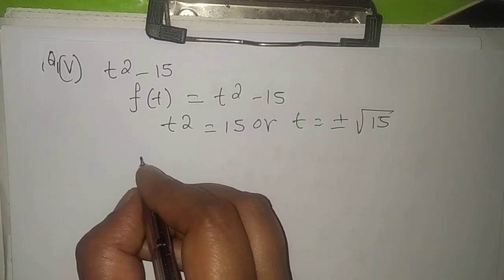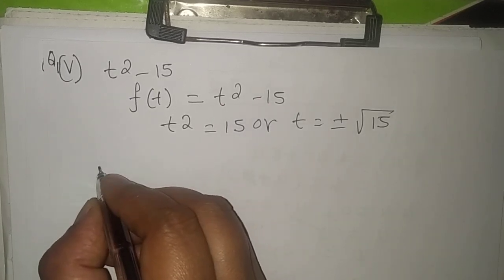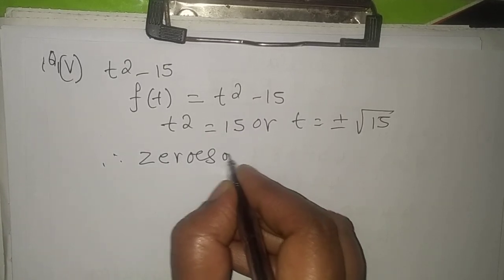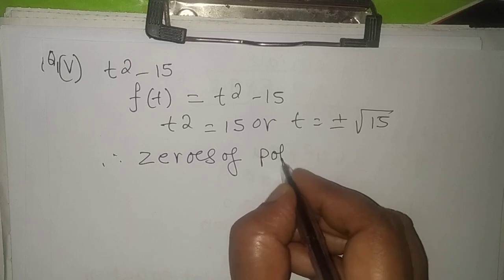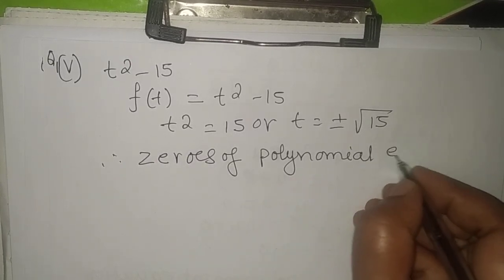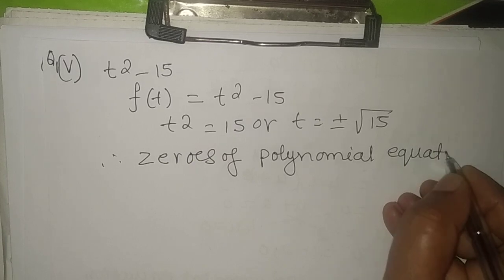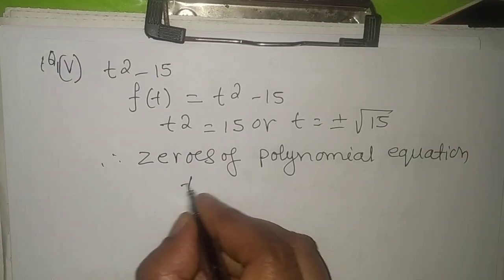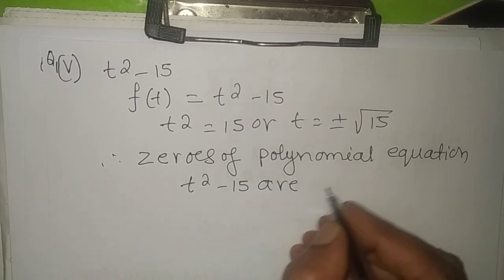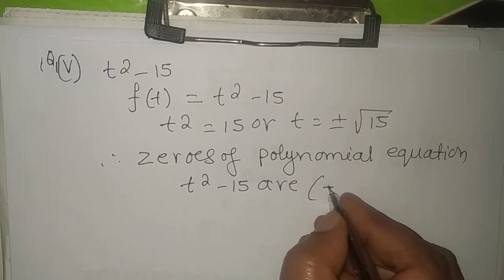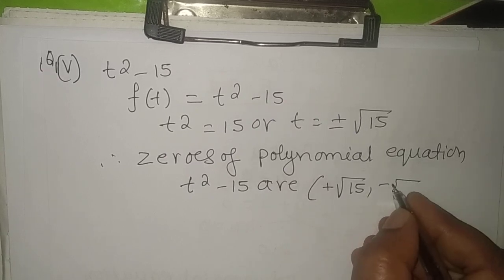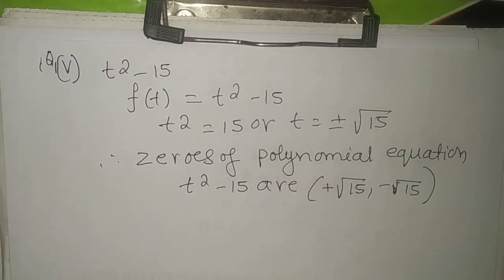So finally, therefore zeros of polynomial equation t square minus 15 are plus root 15 and minus root 15.